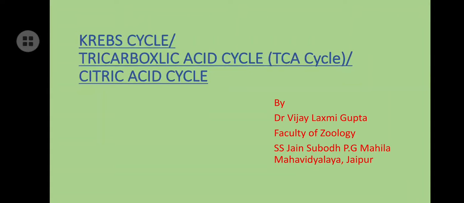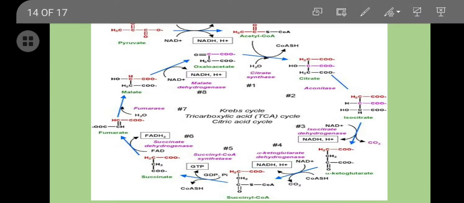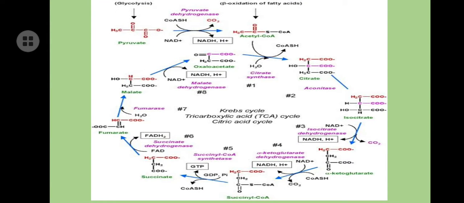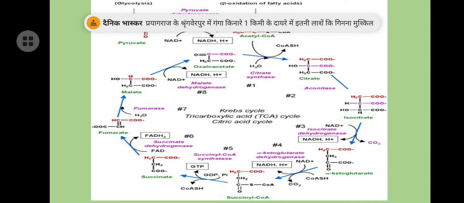In my previous lecture, I discussed glycolysis, the first step of glucose oxidation. Today we will discuss another important step of glucose oxidation, the Krebs cycle, which is also known as the TCA cycle or tricarboxylic acid cycle. Another name of this cycle is the citric acid cycle. This slide shows the whole process of the Krebs cycle, which occurs by 8 enzyme-catalyzed reactions.